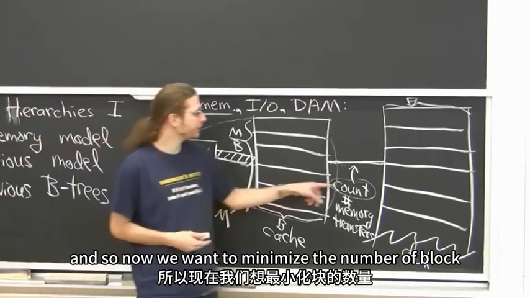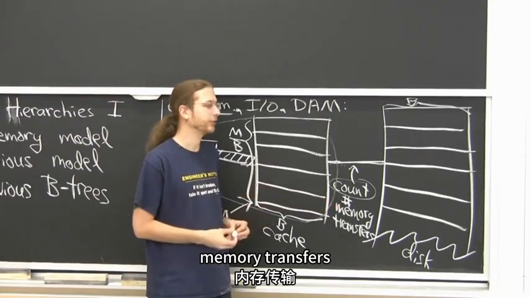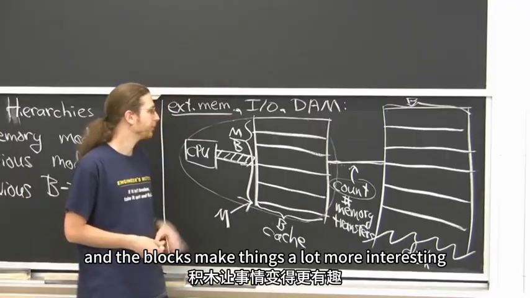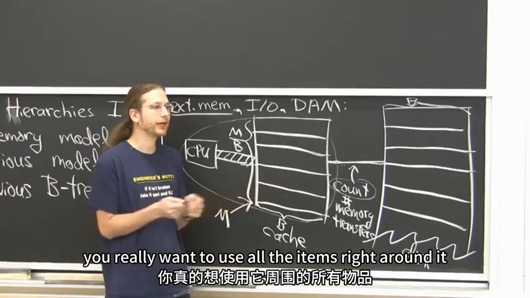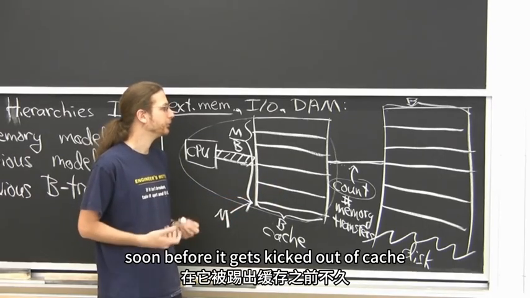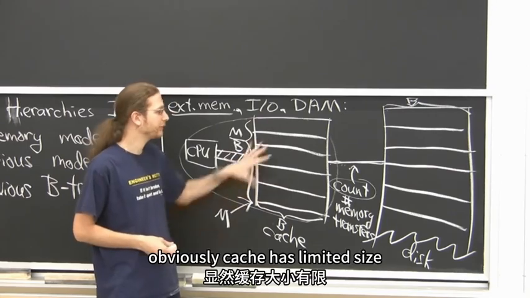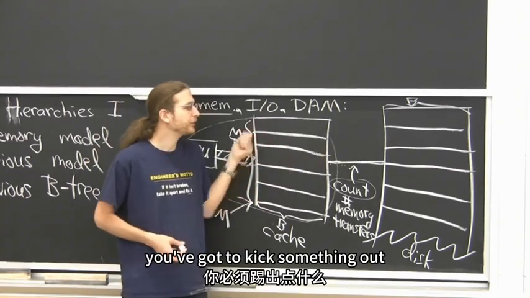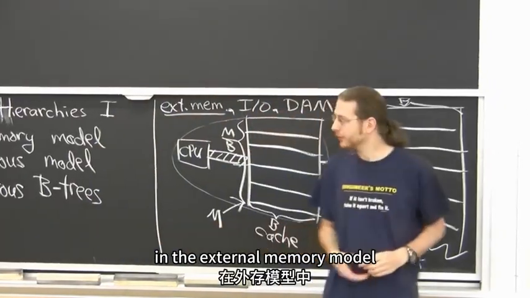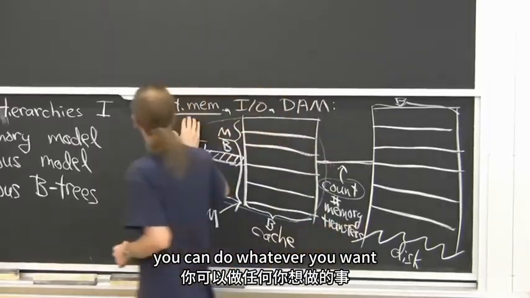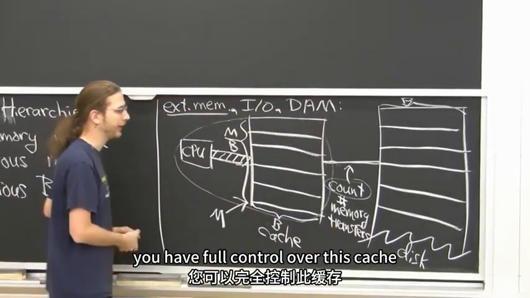And so now we want to minimize the number of block memory transfers. The blocks make things a lot more interesting, because that means when you read an item, you really want to use all the items right around it soon, before it gets kicked out of cache. Obviously, cache has limited size, so when you bring something in, you've got to kick something out. That's the block replacement strategy. In the external memory model, you can do whatever you want. You have full control over this cache.